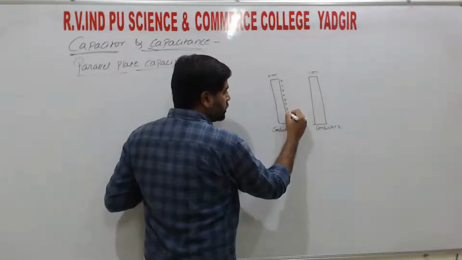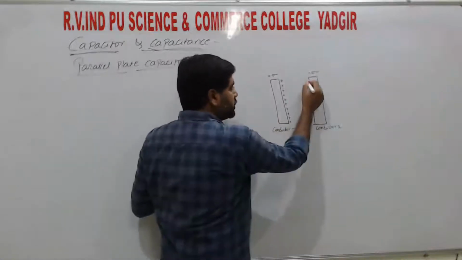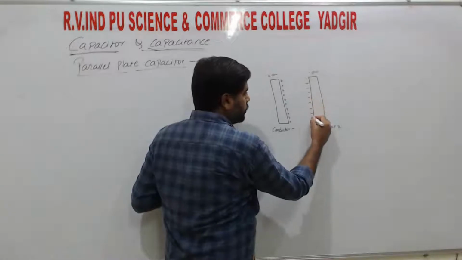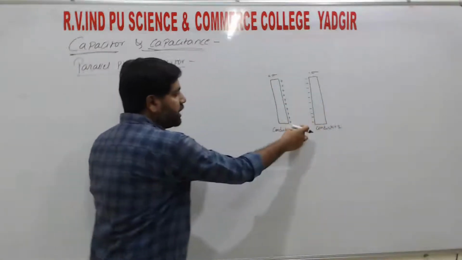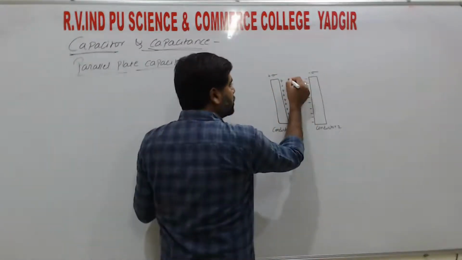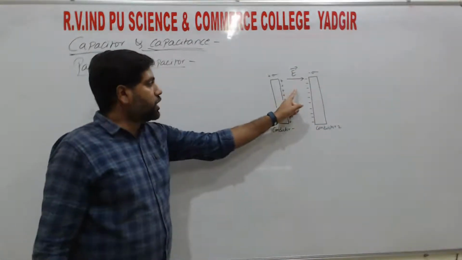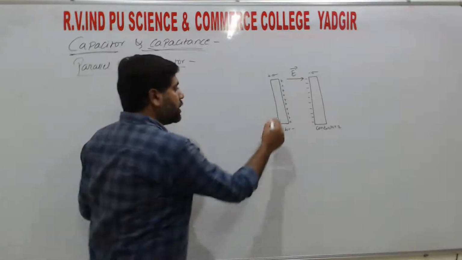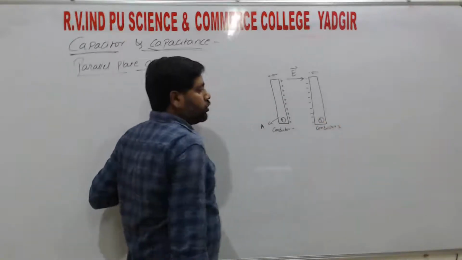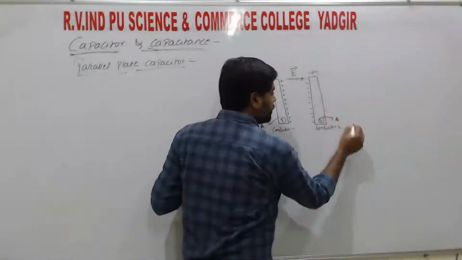So when we charge conductor 1 positive, due to induction the negative charges will be stored on conductor 2. As the charges are uniformly distributed on the conductor, we have a uniform electric field E from the plus charge to the minus charge, and A is the area of the conductor. This is the first conductor, and this is conductor 2, both having the same area A.